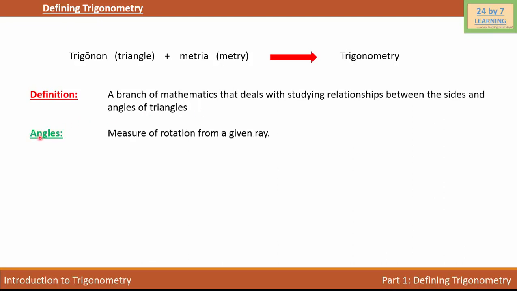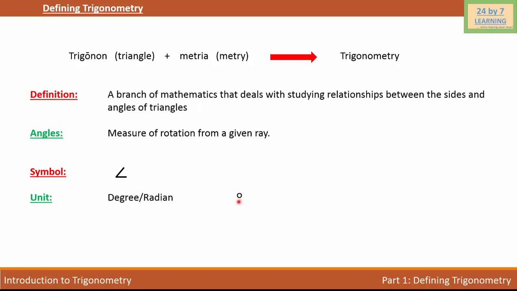So the first thing we need to discuss is angle. Angle is basically the measure of rotation from a given ray. This is the symbol for angle. Now let's talk about the unit to measure the angle. The unit that we use to measure the angle is either degree or radian, and we use this symbol to denote degree.